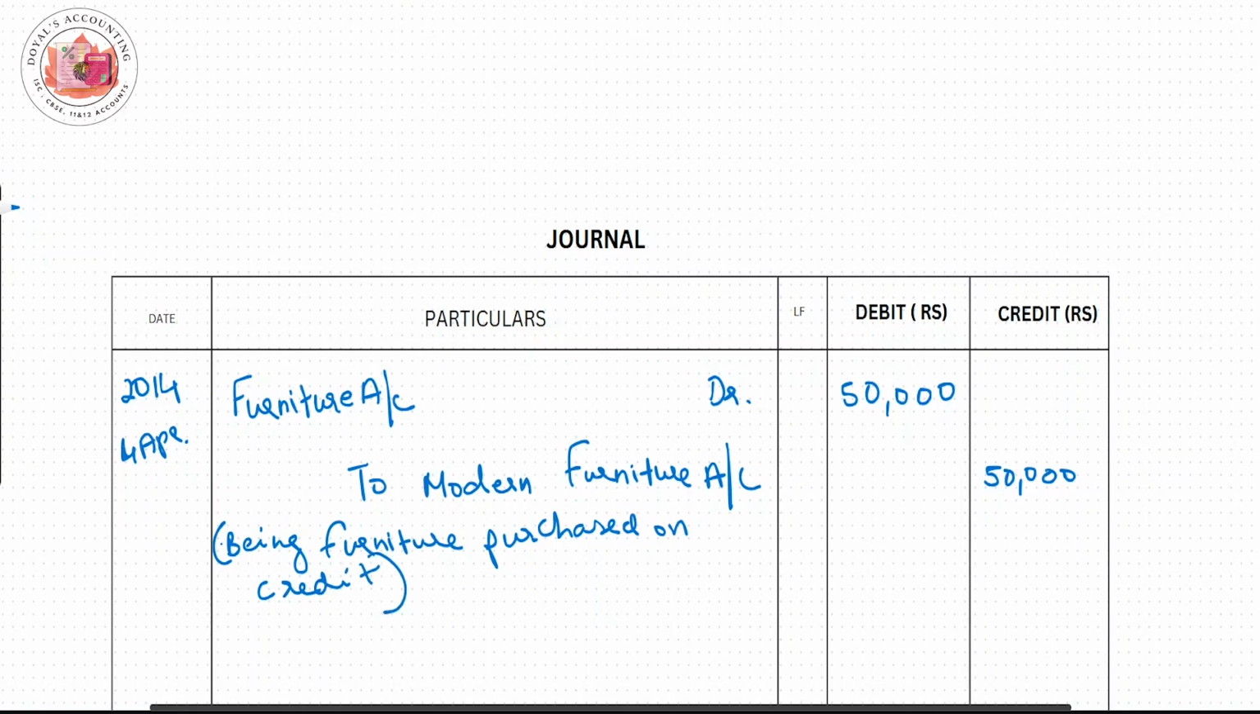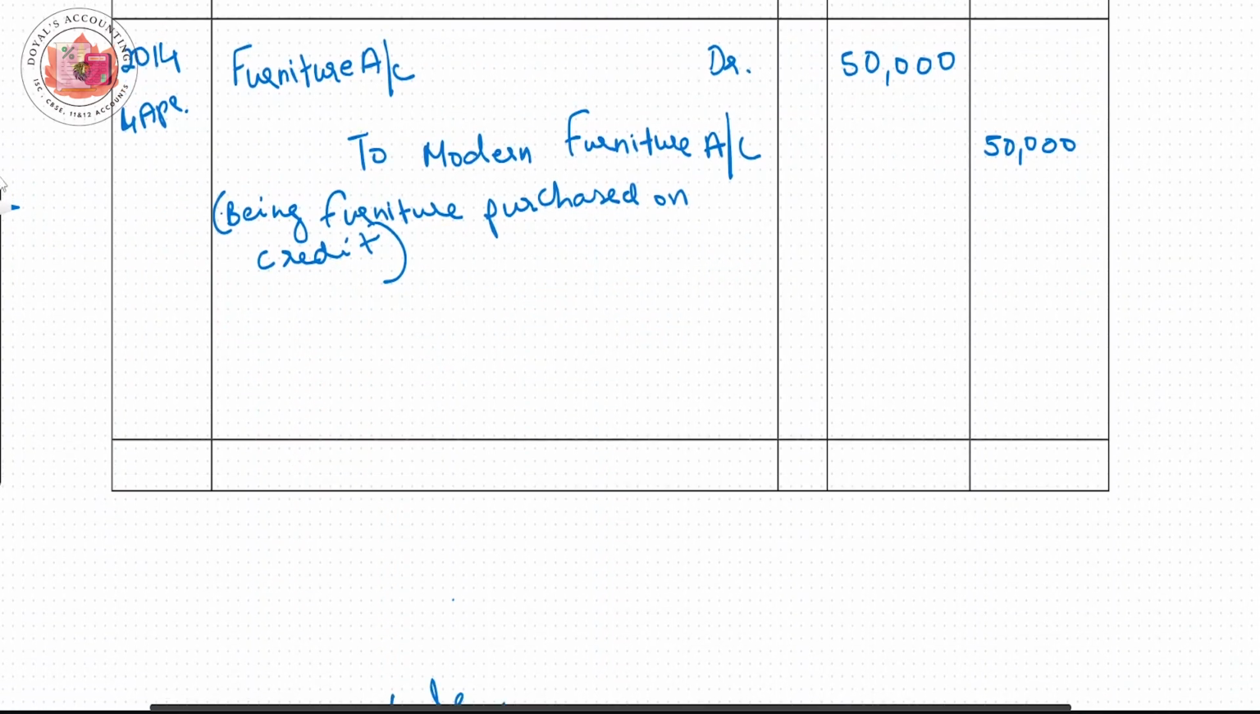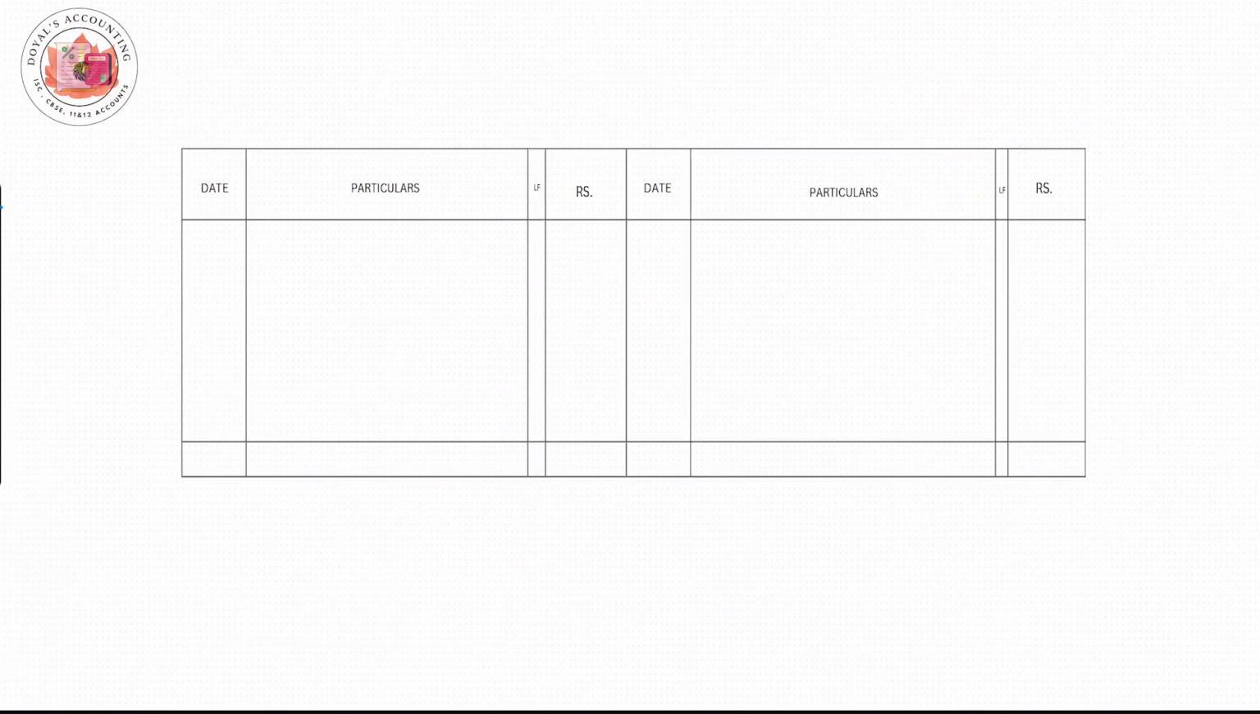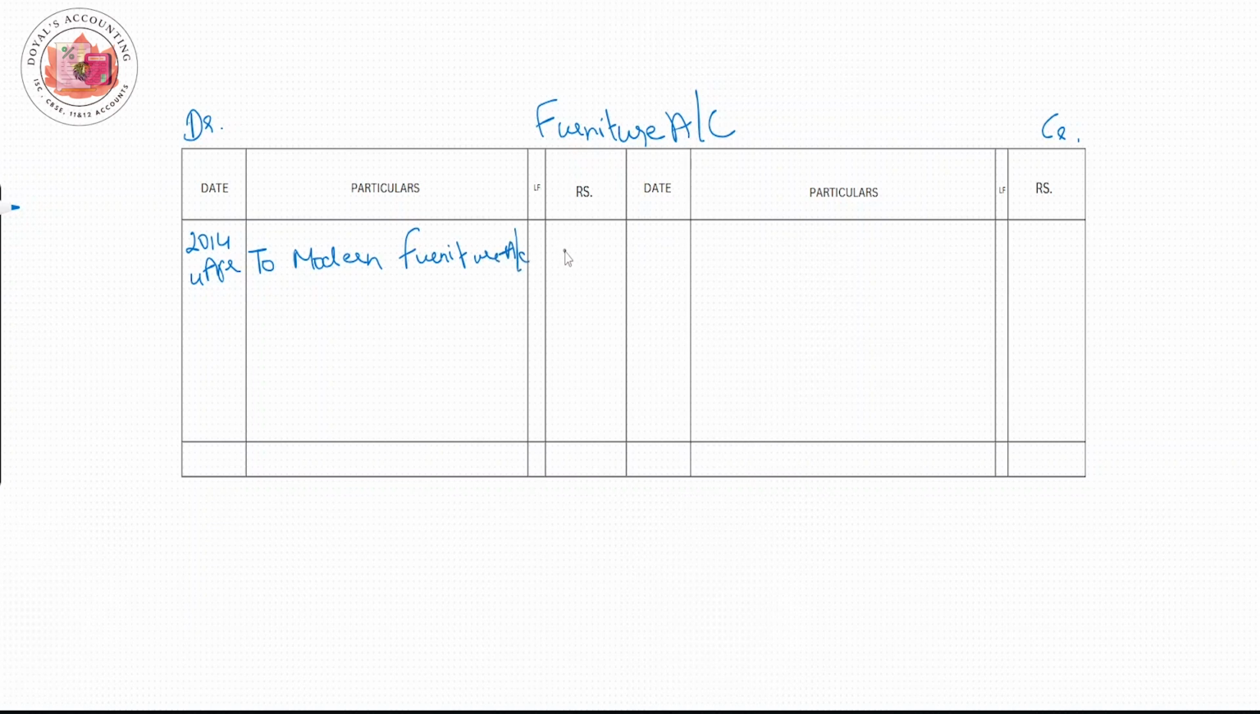Now that we have recorded this in our journal, we need to make ledgers. So one ledger will be furniture account, and the next one will be Modern Furniture account. If I write it immediately in my journals, then my chances of missing out on particular ledgers will reduce, and my chances for error also will reduce. So I will create furniture account, 2014, 4th April, to Modern Furniture account, 50,000.